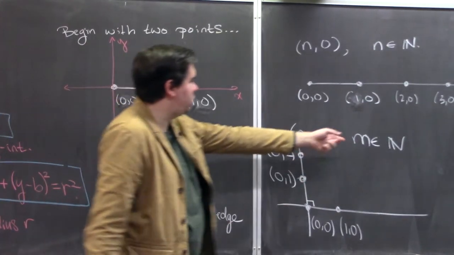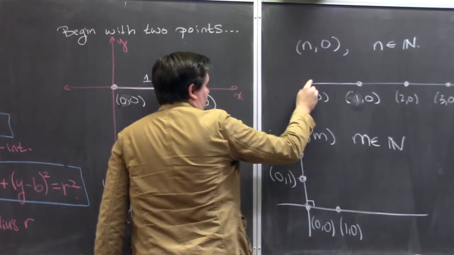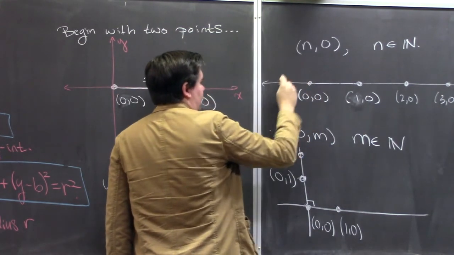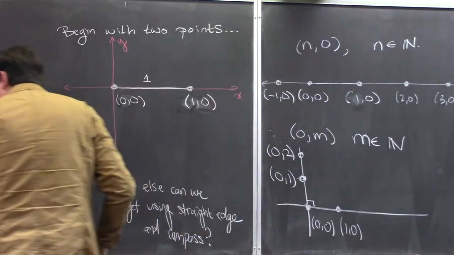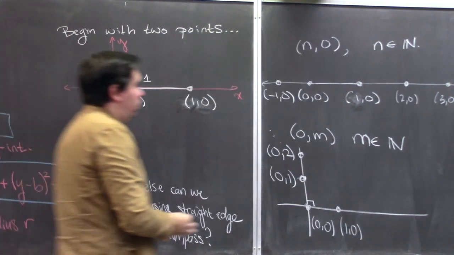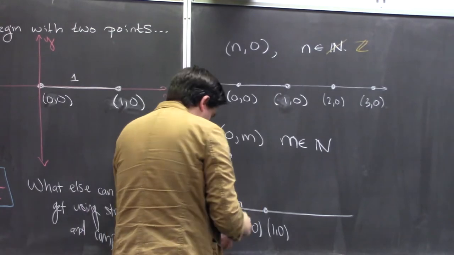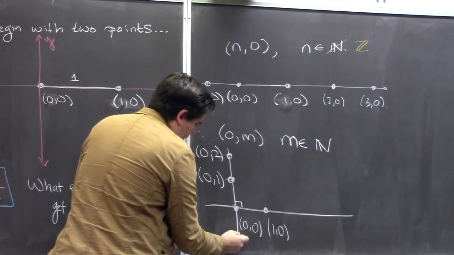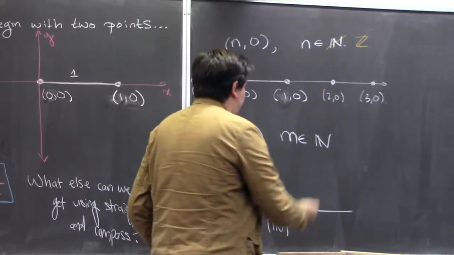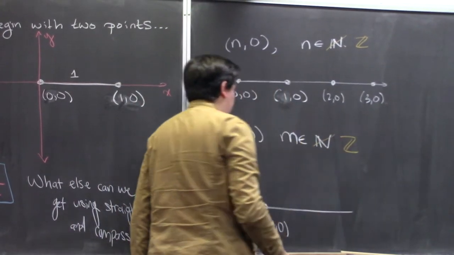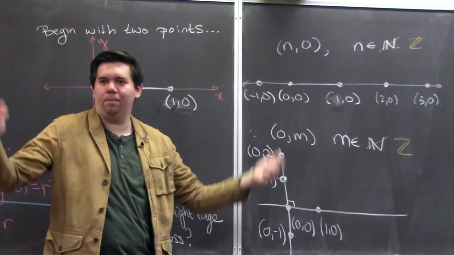Okay, we will limit ourselves to the natural numbers, but there's no reason to limit yourself to natural numbers. You can extend this line in the other direction and then copy the distance to get (-1, 0), and so forth. So in general, you can get all the n's that are in the integers. And same thing here, I can copy this distance and go negative: (0, -1). So I can get all the integers as well. Okay, now that I have (n, 0) and (0, m), what else can I build up?